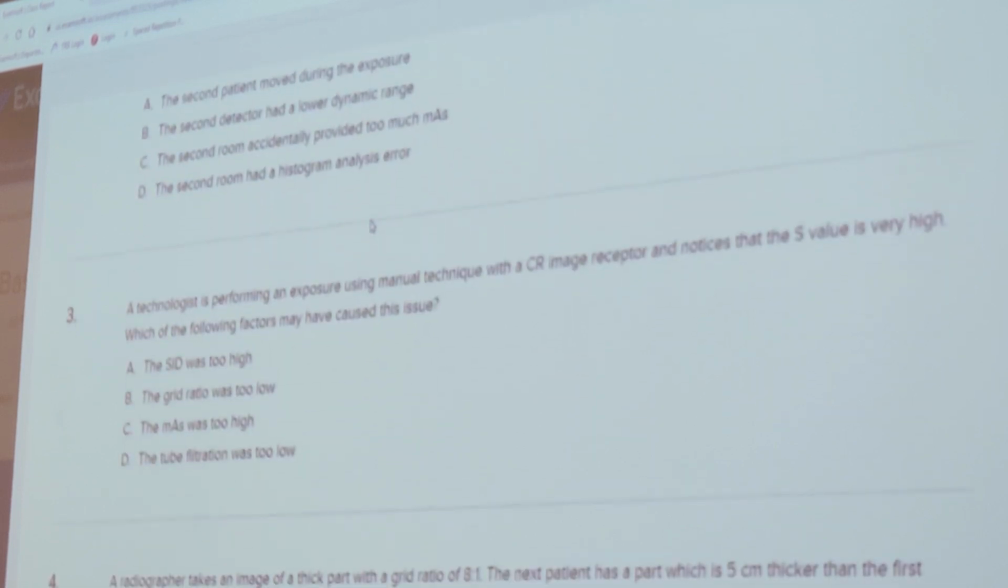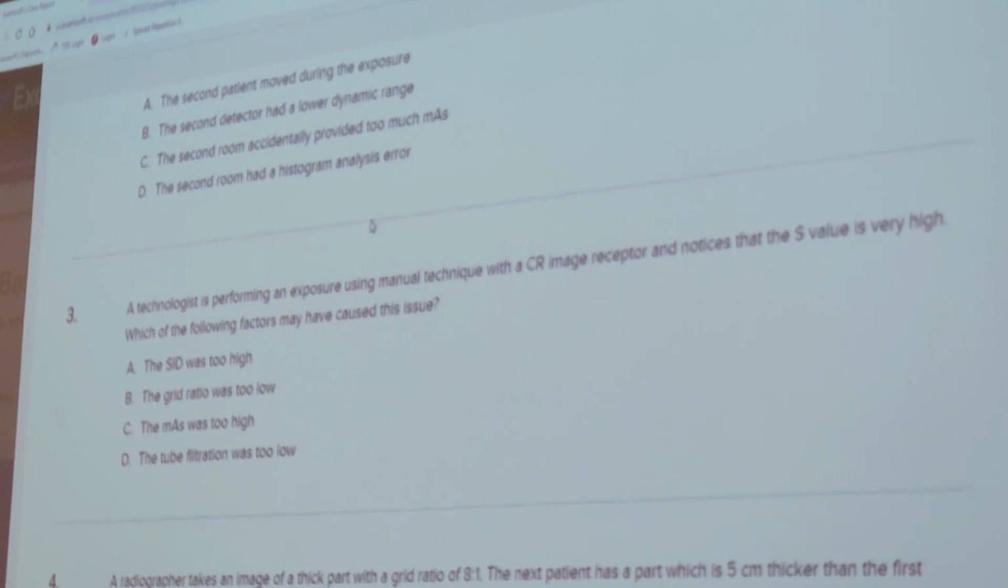This one was a fungal fact question. So a technologist is performing an exposure using a manual technique with a CR image receptor, and notices that the S value is very high. Which of the following factors may have caused this issue? So does anyone know what an S value is? We don't really get to see that much.